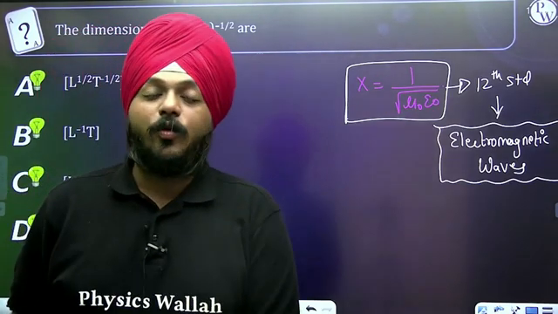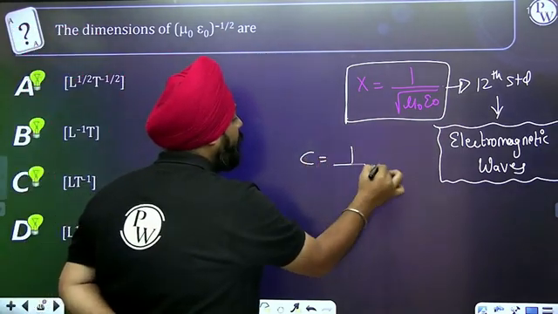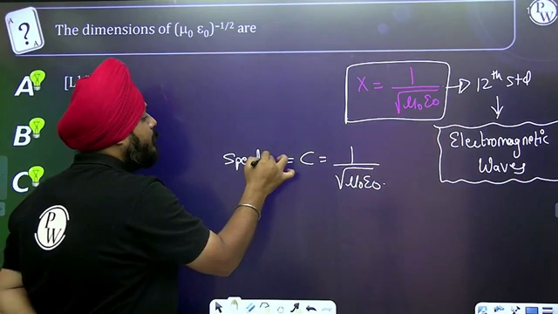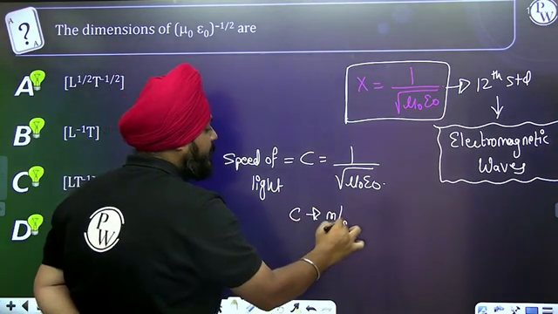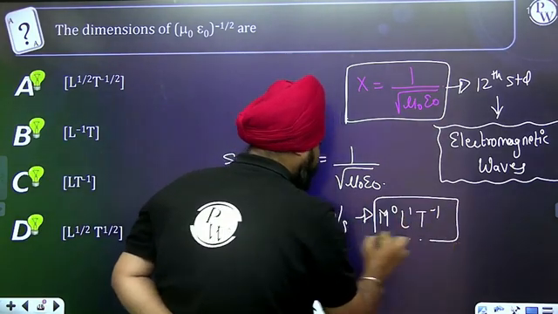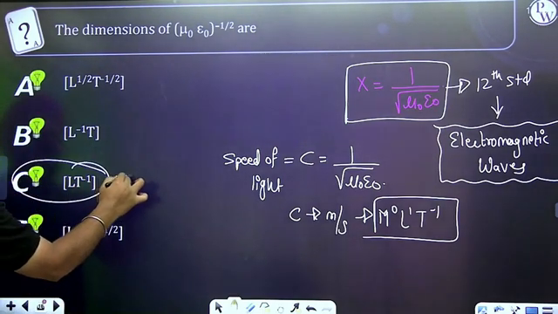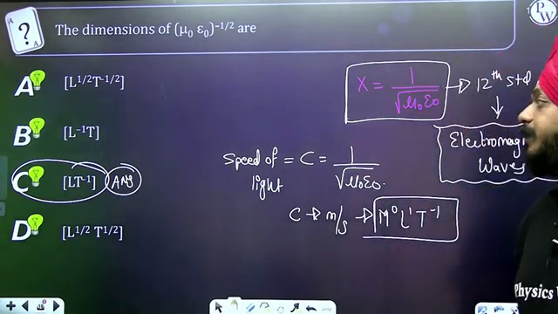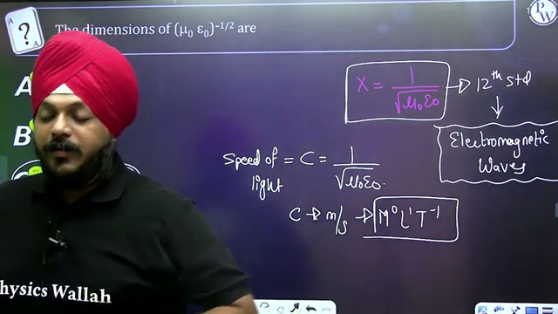It is defined as electromagnetic waves. This is nothing else but the speed of light. 1 by under root of mu naught epsilon naught is the speed of light, which is defined as meter per second, having the dimensional formula M0 L1 T minus 1. C is the perfect answer for this specific question. Right? Yes or no, everyone?